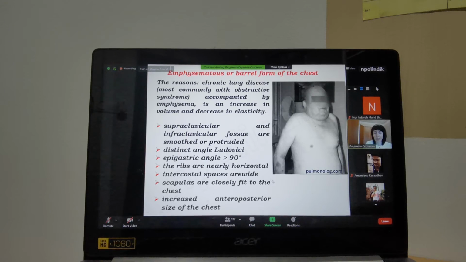Sorry, I cannot change it here. I wanted to correct it. So the spaces are wide, so it is different. Plus, the anterior-posterior size is barrel shaped, because the dimensions are nearly a 1:1 ratio.